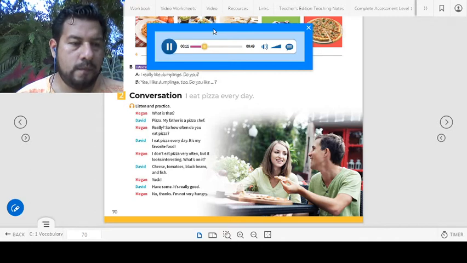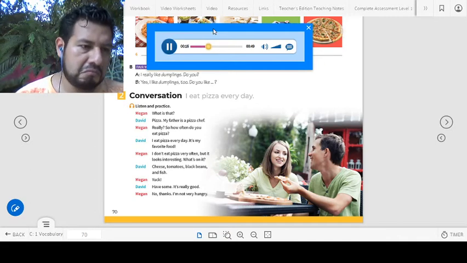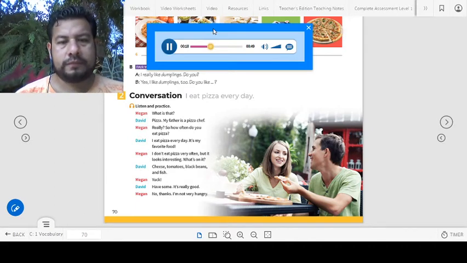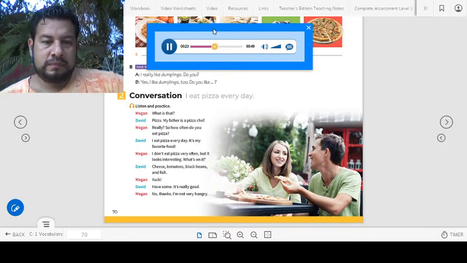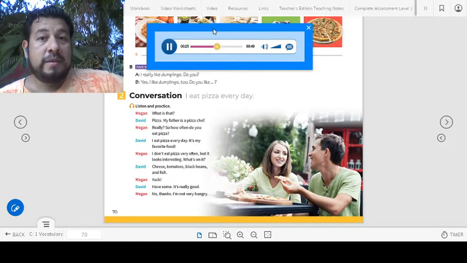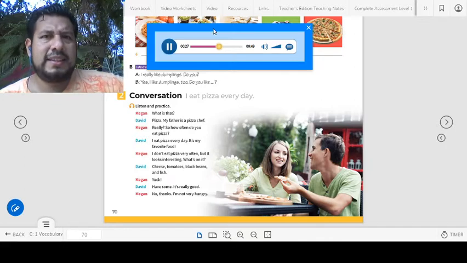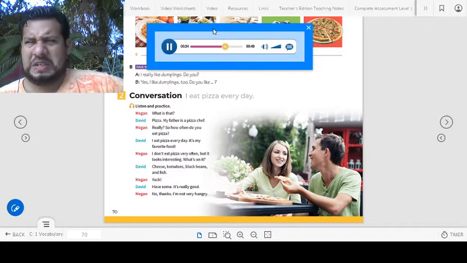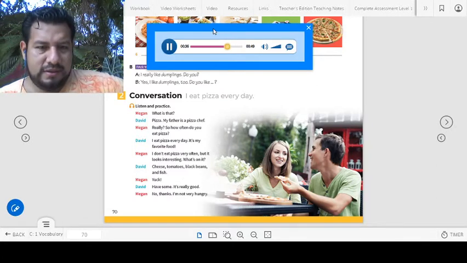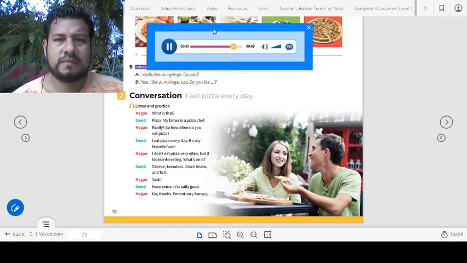What is that? Pizza. My father is a pizza chef. Really? So how often do you eat pizza? I eat pizza every day. It's my favorite food. I don't eat pizza very often, but it looks interesting. What's on it? Cheese, tomatoes, black beans, and fish. Black beans and fish on pizza? Yuck. Have some. It's really good. No thanks. I'm not very hungry.